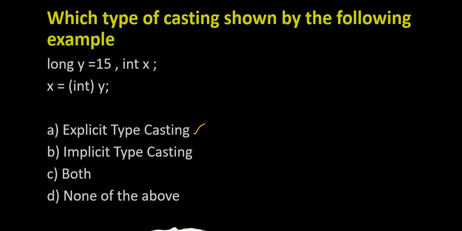Second one, which type of conversion is shown by the following example? So whenever you come across this, any bracket, inside the bracket, if they give any data type, it is explicit type conversion. It is explicit type conversion.